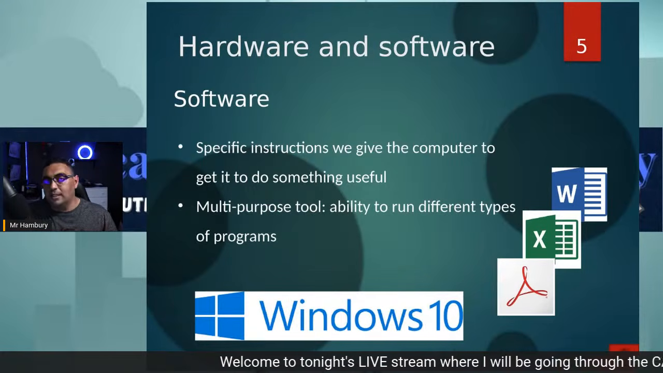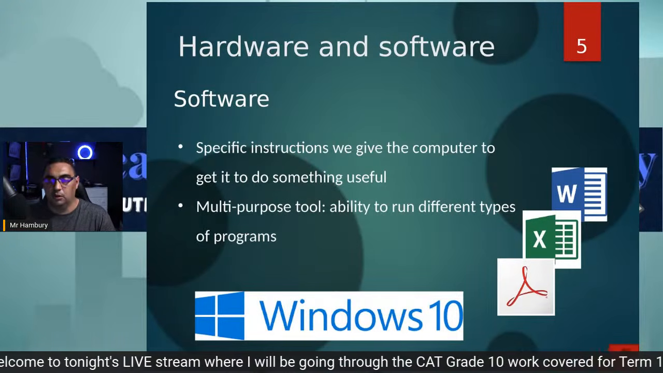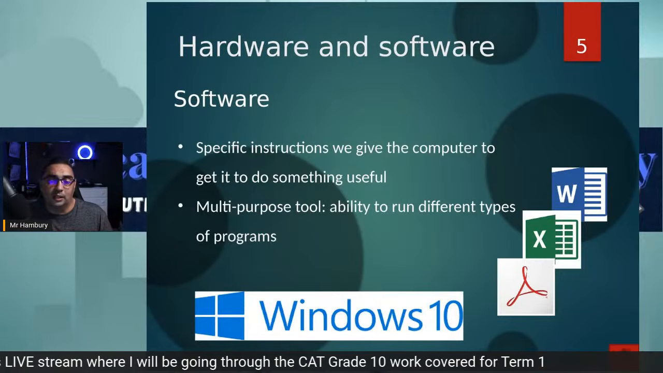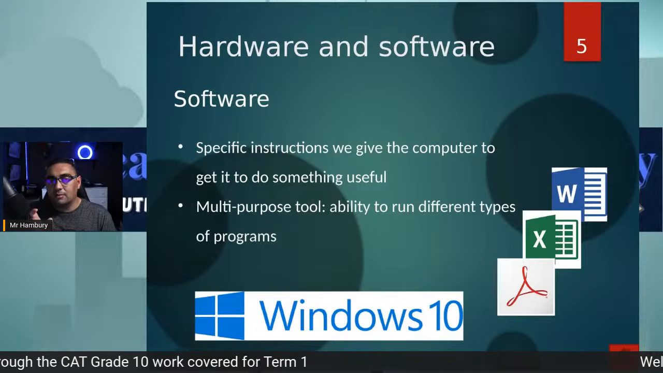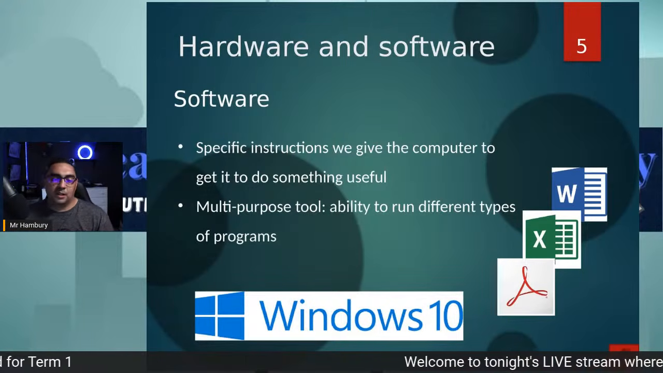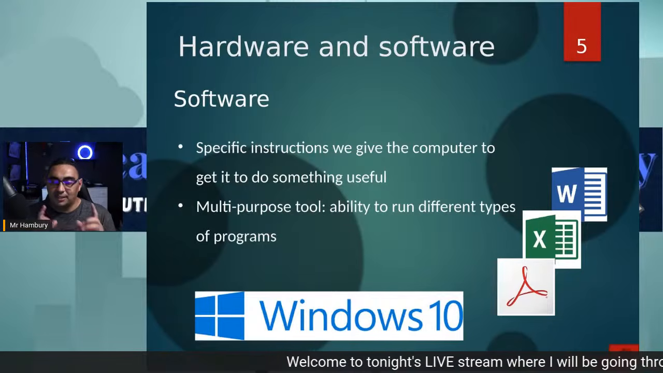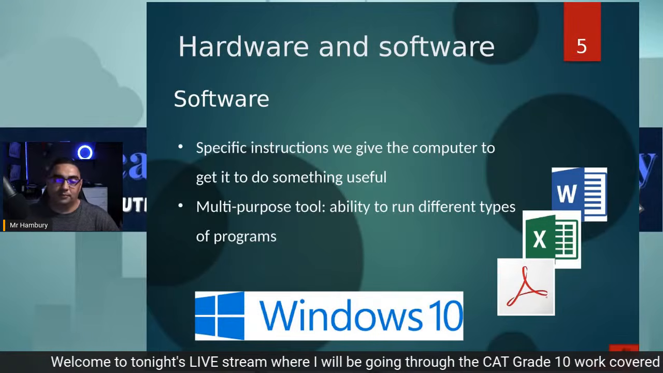So software, these are the specific instructions given to the computer to do something useful. Things like Microsoft Word, Microsoft Excel, Adobe Acrobat. These are programs that do something useful. Okay, so please just understand the difference, first of all, between hardware and software.